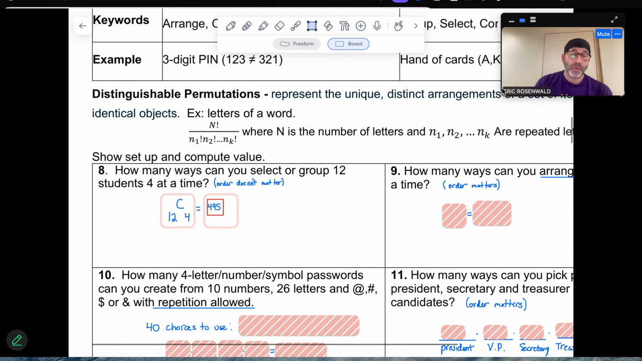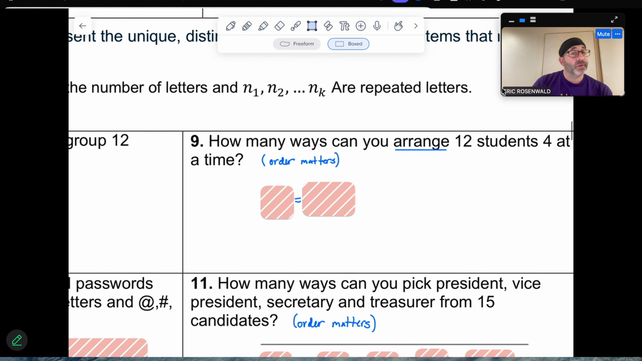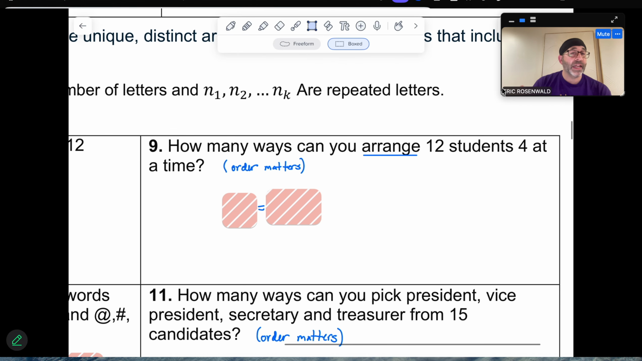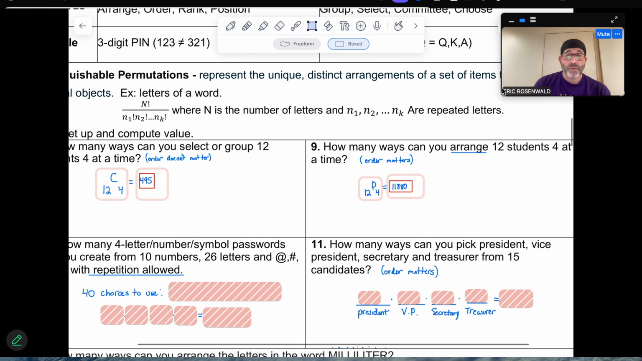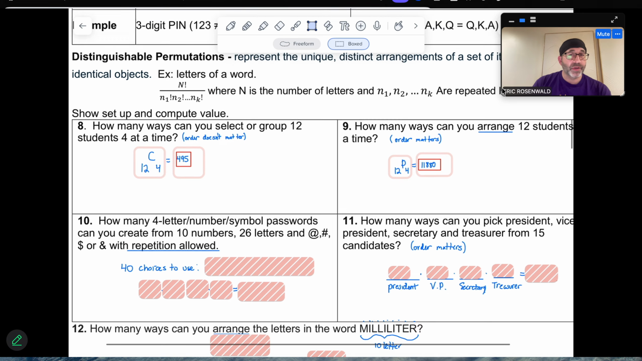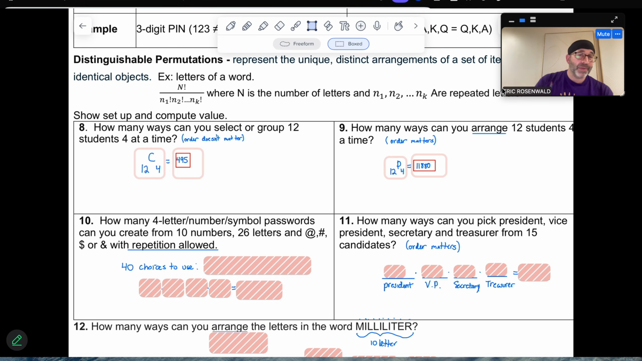Okay. For number 9, how many ways can you arrange? Well, there's the word arrange, and it means that the order does matter. So that means it's going to be 12P4. And so throwing this in, we're going to have 11,880. Okay. And we should always notice that combinations are always going to be smaller because ABCD is the same as DBCA, versus in a pure permutation, those are two completely different things.